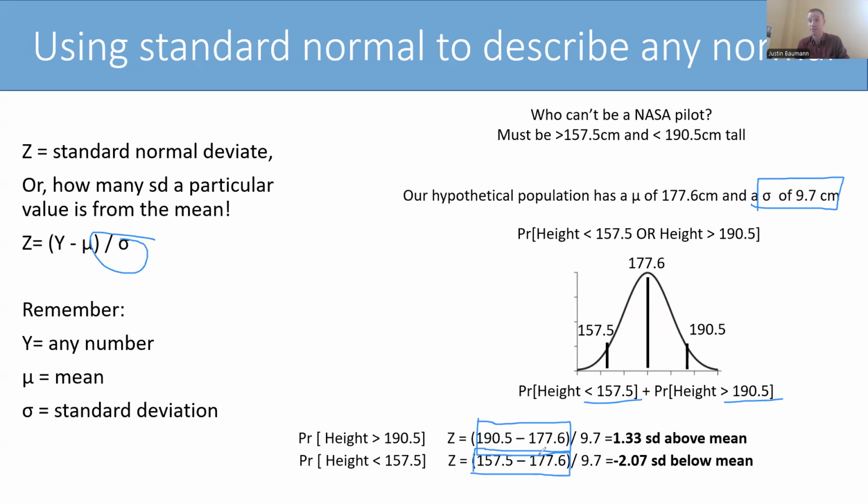And then we get to figure out what the probability of being too tall or too short is. We end up with the probability of being too tall, 1.33 standard deviations above the mean is our z-score. The z-score for being too short is minus 2.07 standard deviations below the mean. We can then look at our table of z-scores and we can figure out what those correspond to.